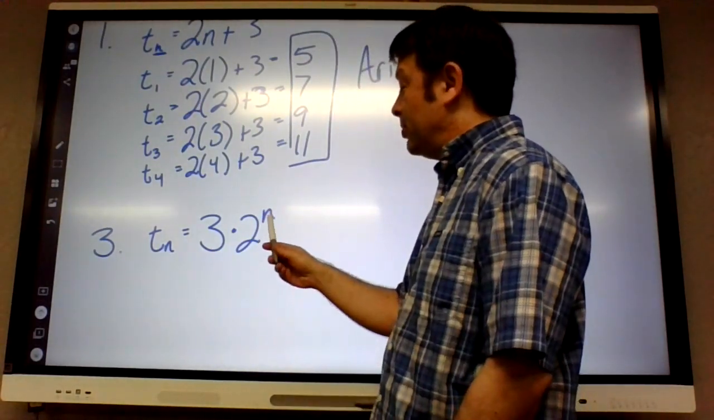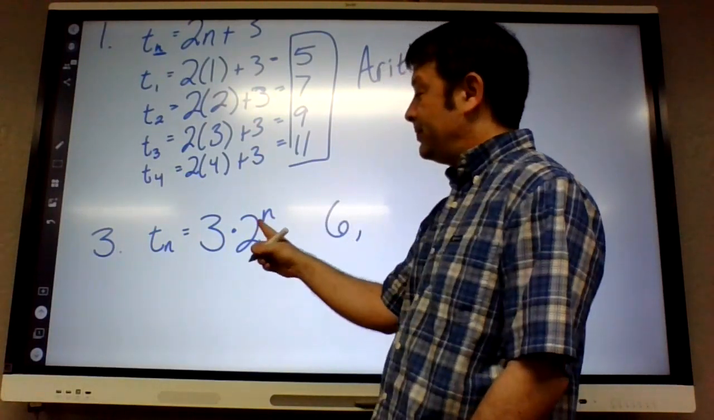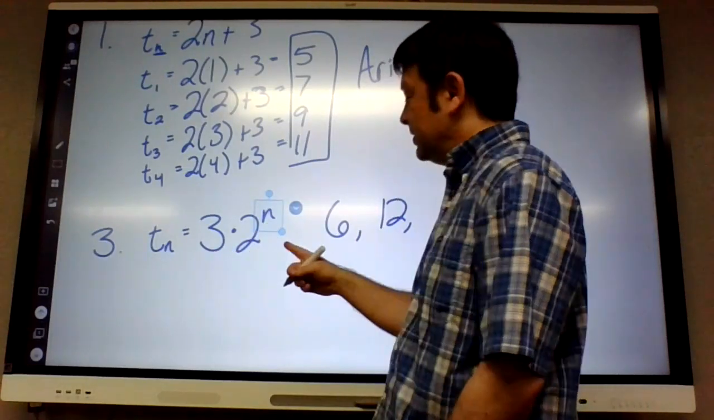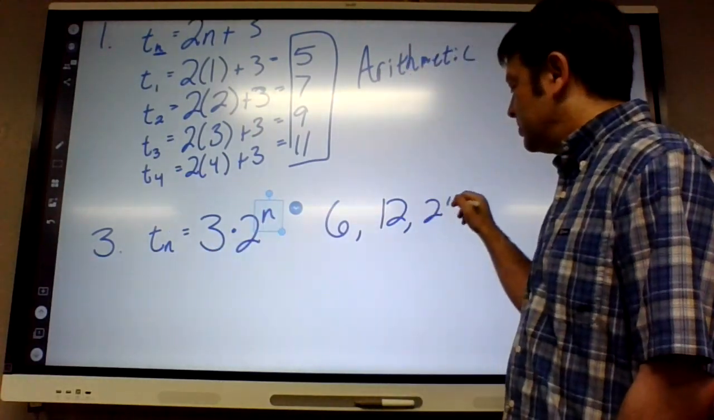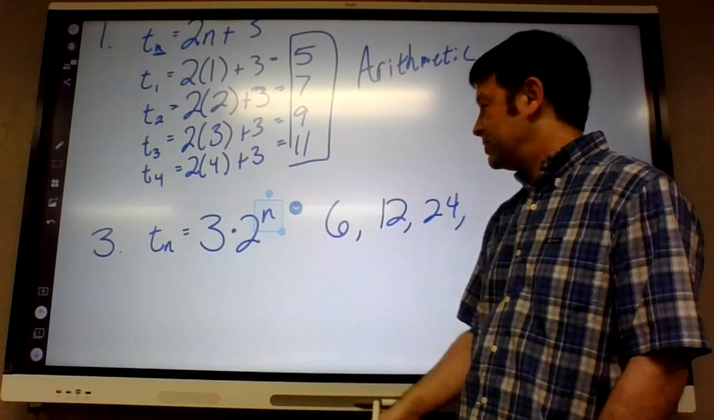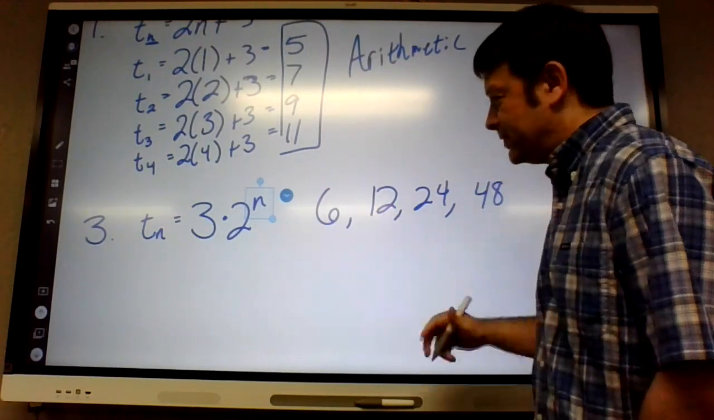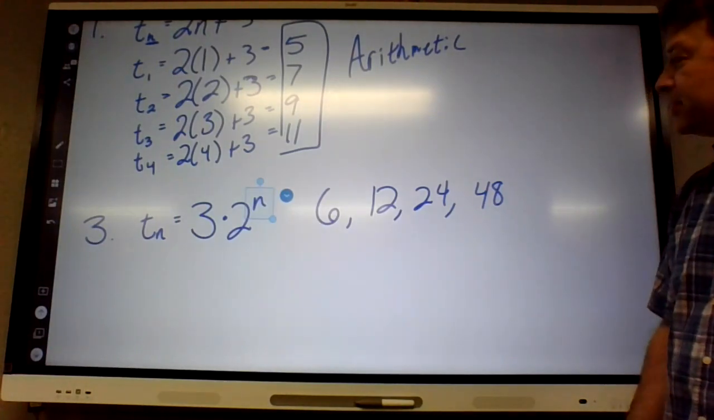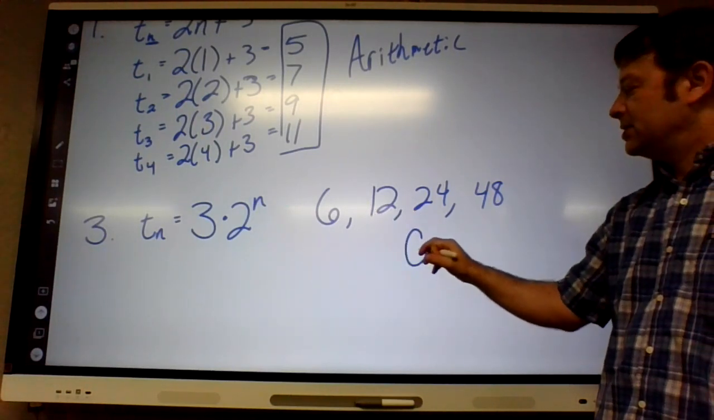Okay, so if I plug in 1, 2 to the 1 is 2, times 3 is 6. If I plug in 2, 2 squared is 4, times 3 is 12. Plug in 3, 2 to the third, 2 times 2 times 2 is 8, times 3 is 24. 2 to the fourth is 16, times 3 is 48. Okay, you kind of see the pattern before you even finish, but yeah, I accidentally made this one too. So what is the pattern? Times 2, therefore it is a geometric sequence.